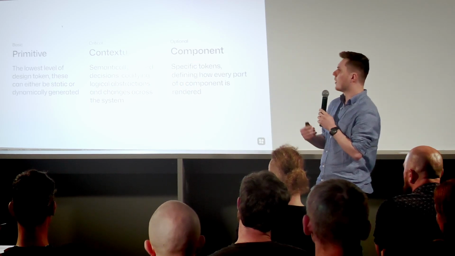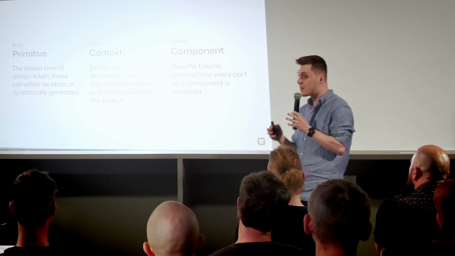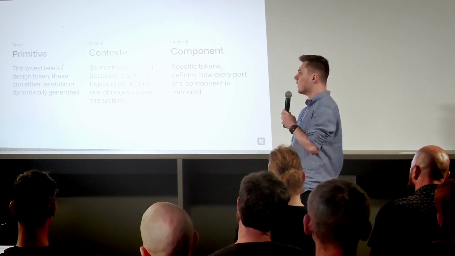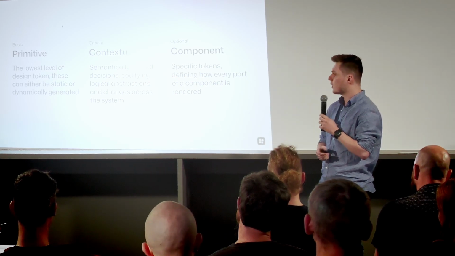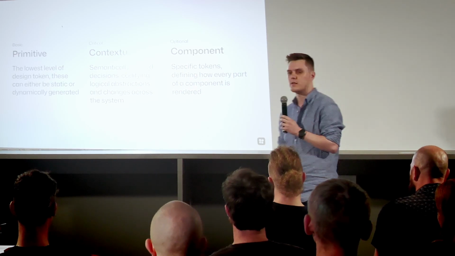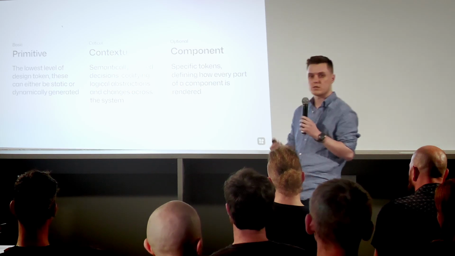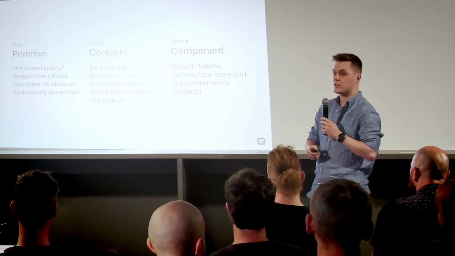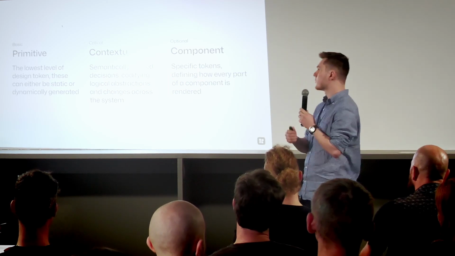We have contextual tokens, which you might have also heard of as semantics or decisions. These are the semantically named decisions that codify those logical abstractions and define how we change things across the system. Those are critical to getting a solid token architecture that lets you build out multiple brands, multiple products, multiple platforms.